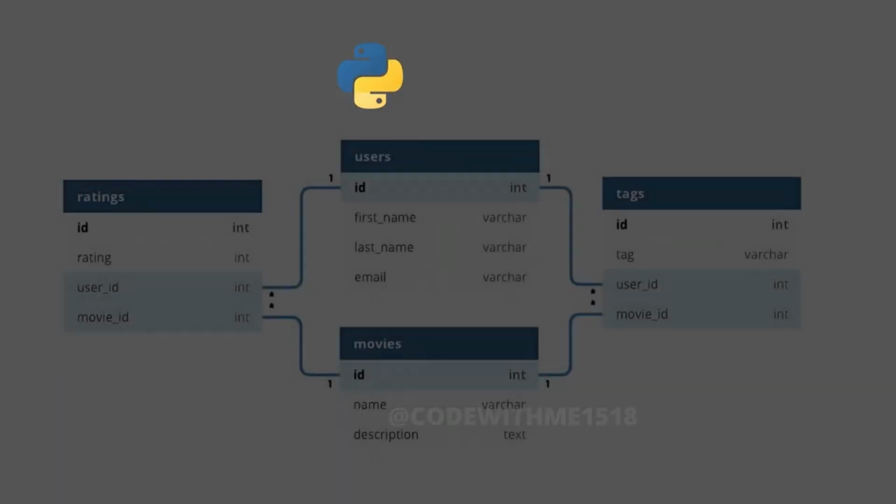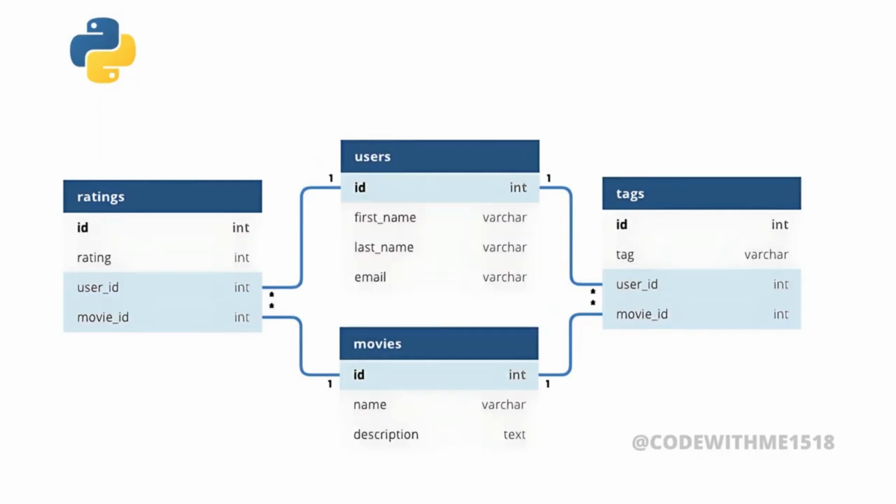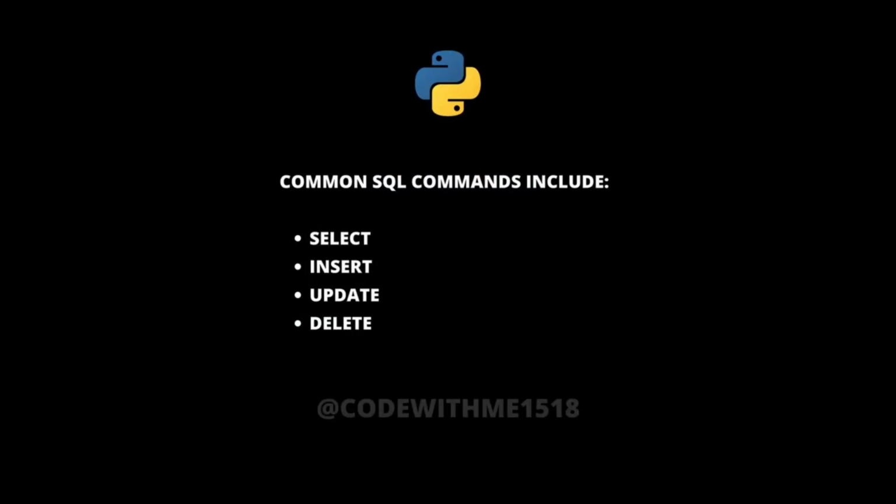Here's a simple relational database schema. It consists of tables, each with columns that define the data types and rows that store the actual data. Common SQL commands include select for querying data, insert for adding new data, update for modifying existing data, and delete for removing data.